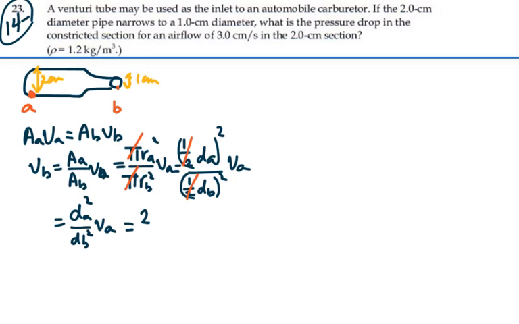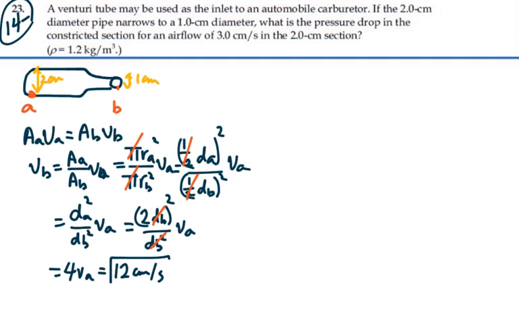twice the diameter at B, that quantity squared, over the diameter at B squared times the velocity at A. The diameter at B squares are going to cancel out, and we're going to end up with 4 times the velocity at A, which is going to be equal to 12 centimeters per second. So that is our velocity at point B.